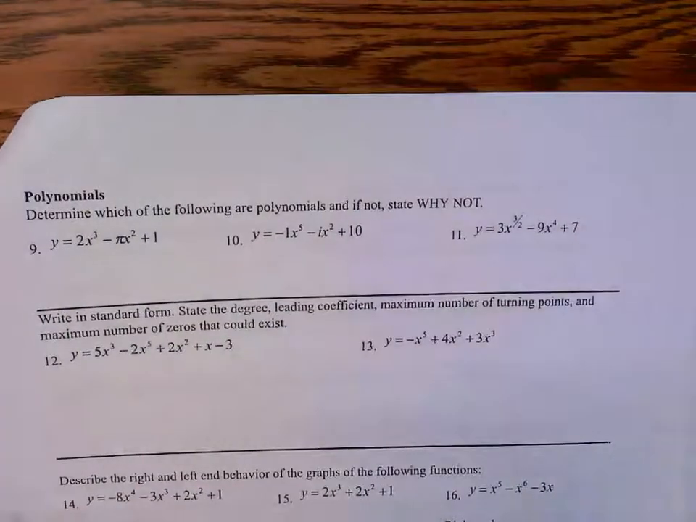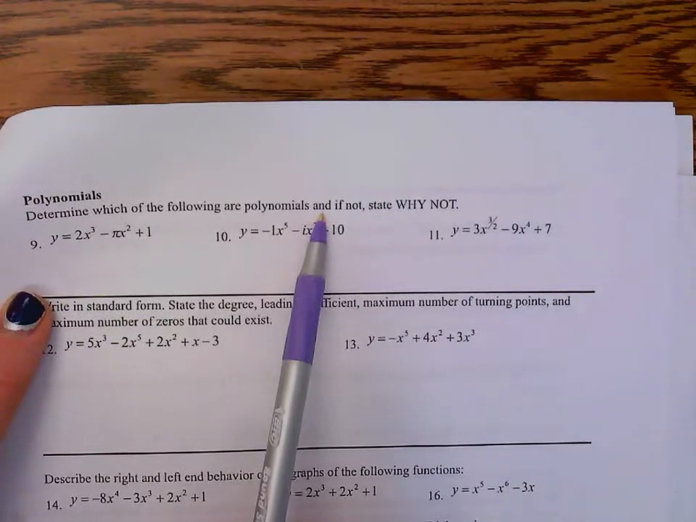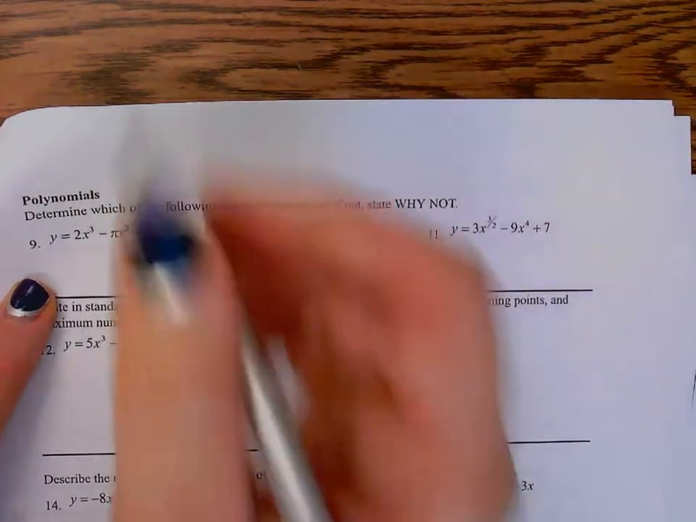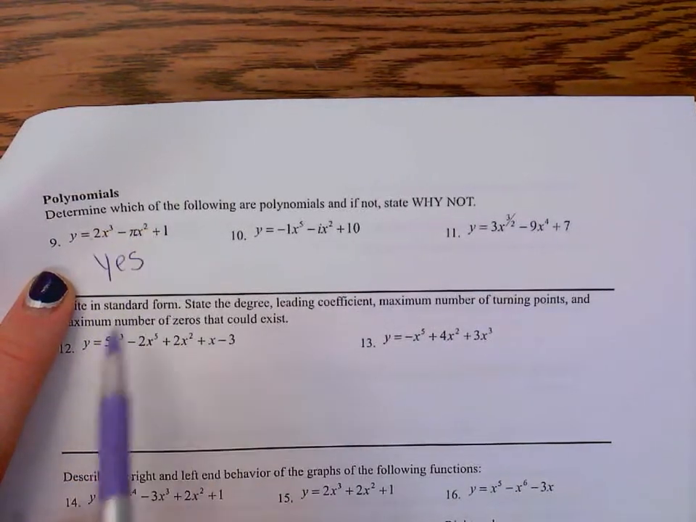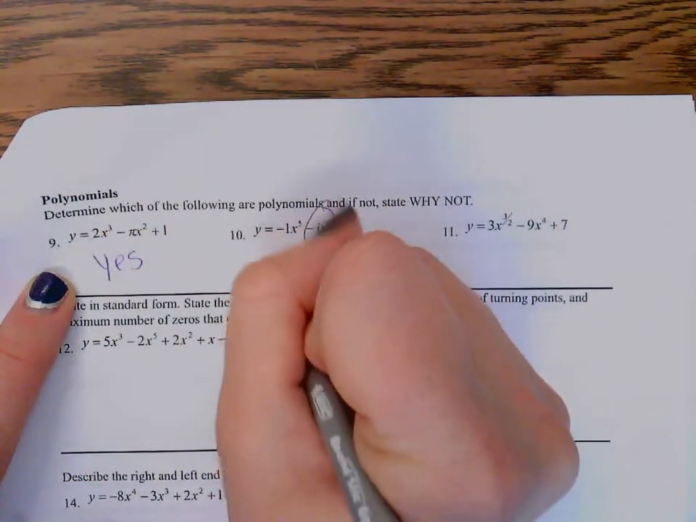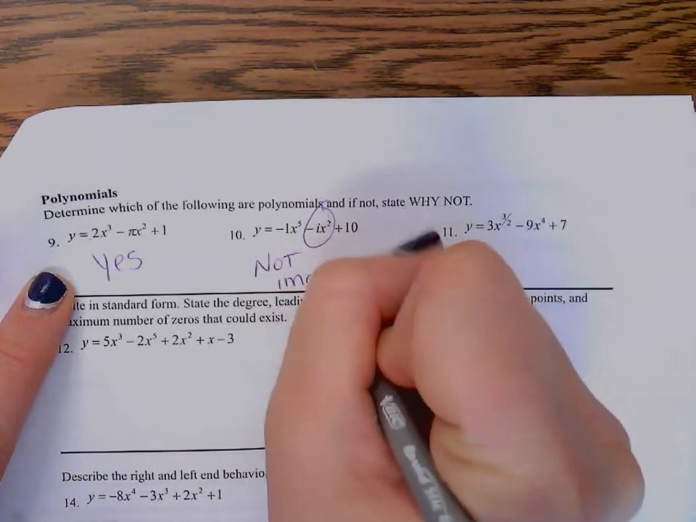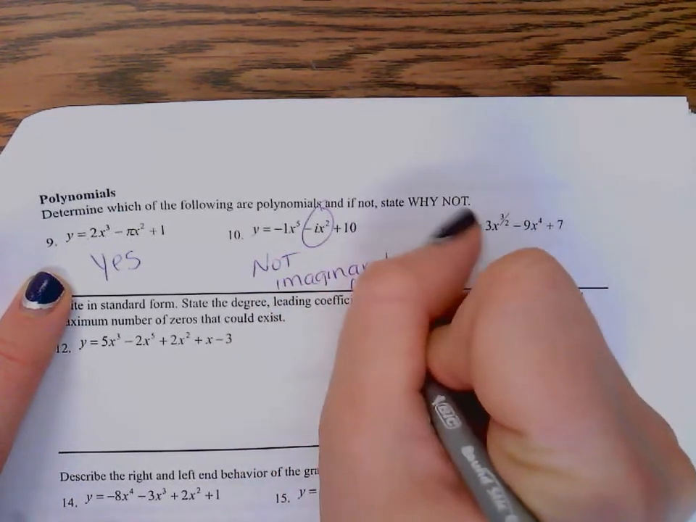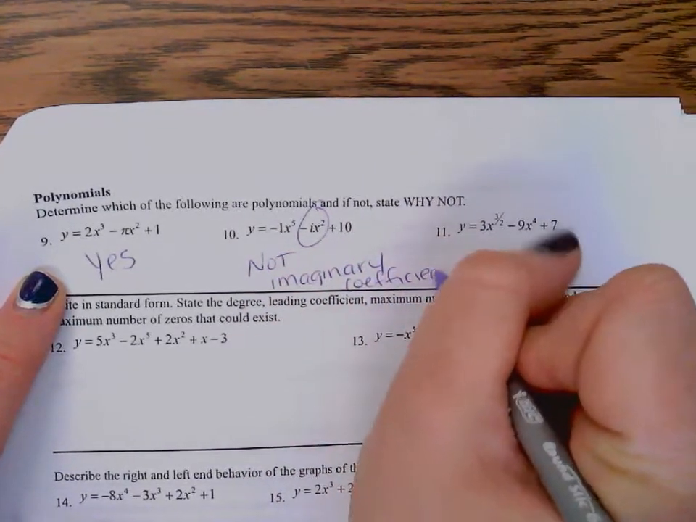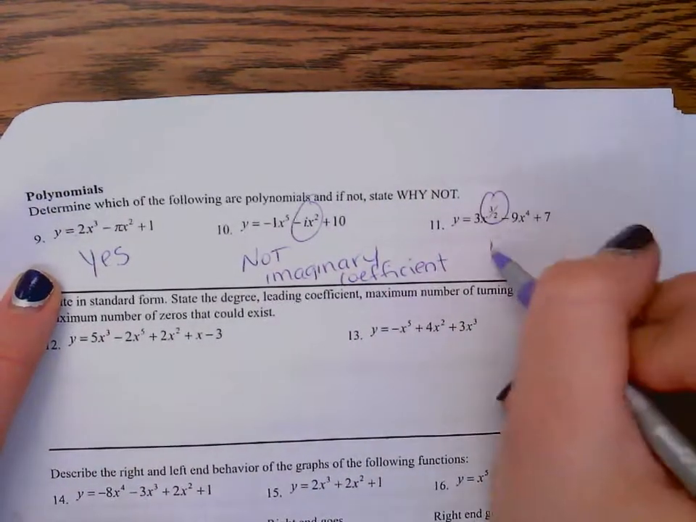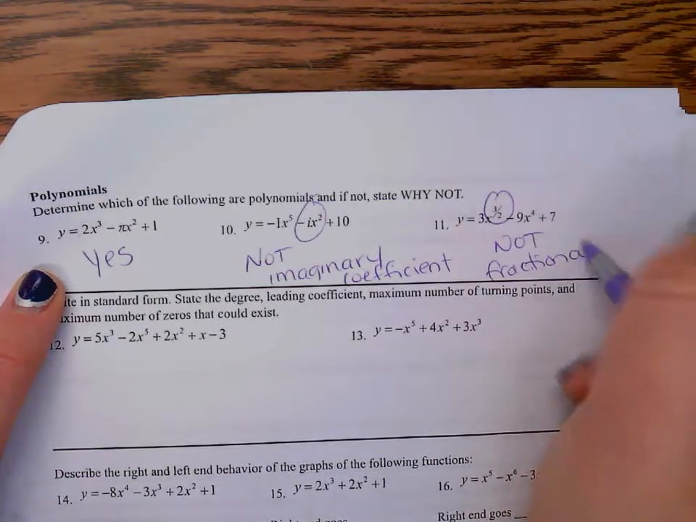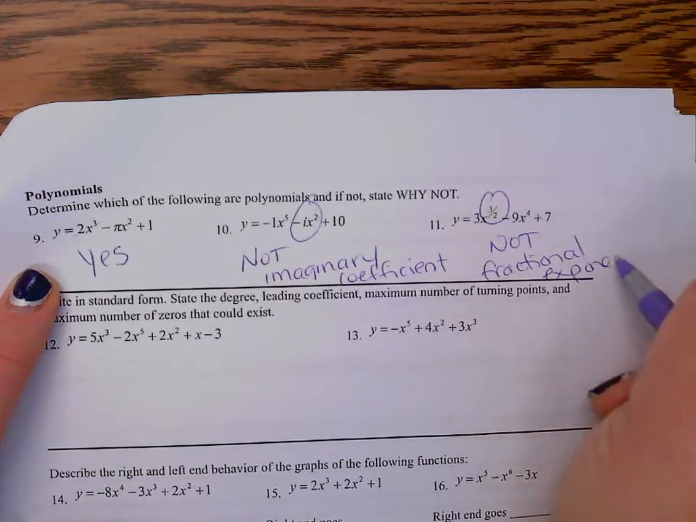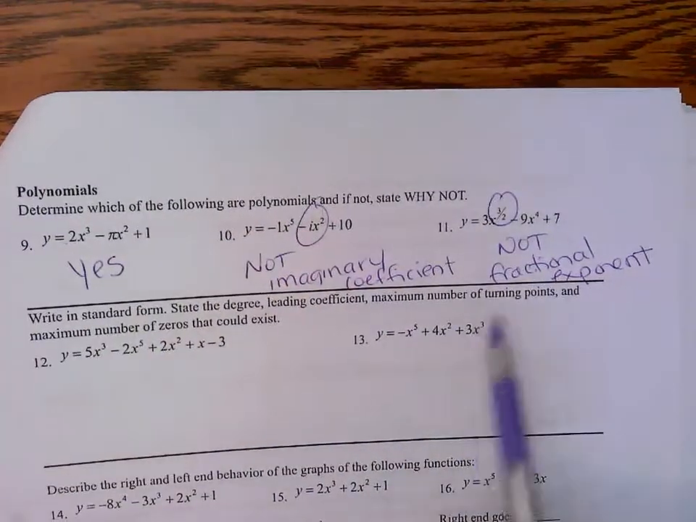Determine if it is a polynomial or not. So this is, because these are all real numbers and these are all whole exponents, this is not. It has an imaginary coefficient, meaning an i, and this is not because it has a fractional exponent. It also cannot have any negative exponents.